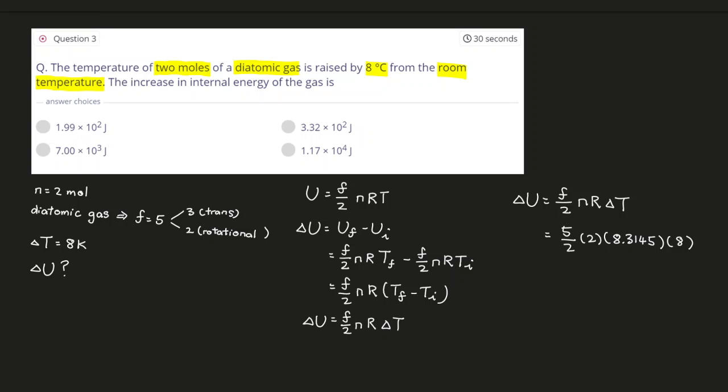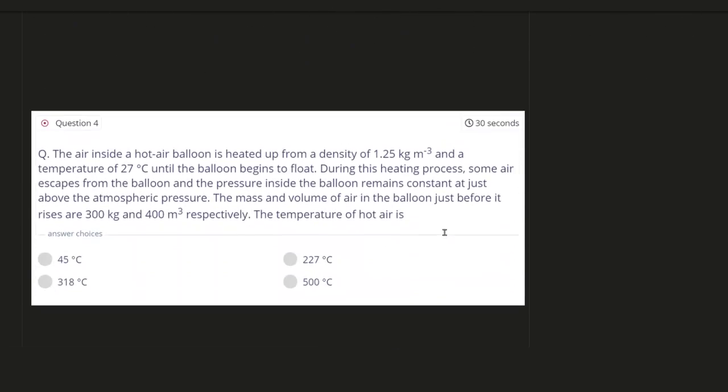Once you write down all these and do some calculation, the answer that you get will be 332.58 joule. If you change it into standard form, it will be 3.32 times 10 to the power of 3 joule. So from here, we can get our answer to be C. Okay, so it's a matter of calculation. If you're being patient enough, I think this question should be doable. Okay, so that's all for question 3. Let's look at the next question.